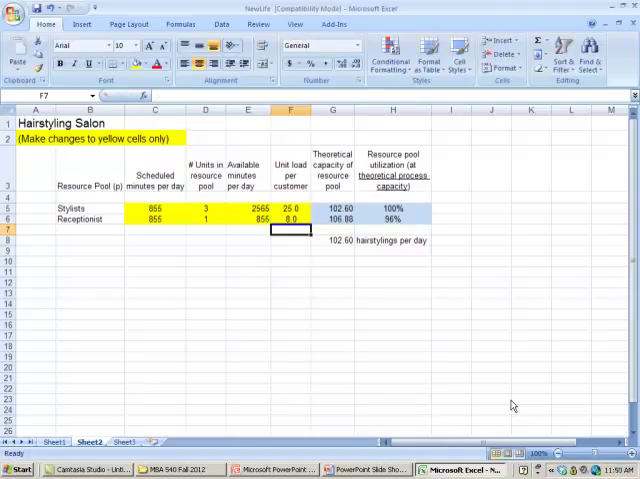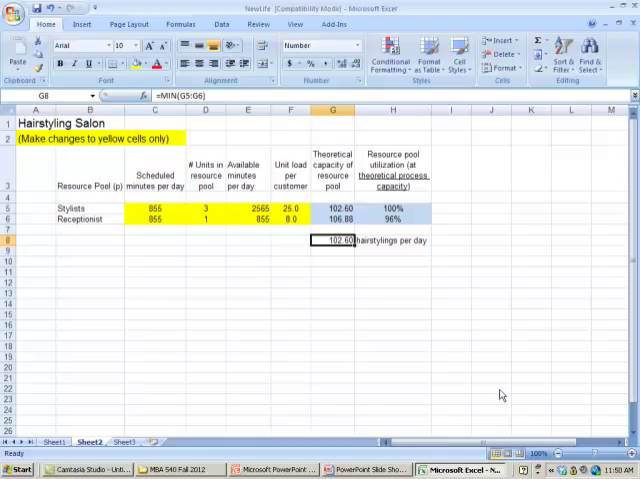Now, if you look at that, it looks better balanced, right? More importantly than the balance here is that it's increased the theoretical capacity of the resource pool up to 102. So let's say before they were handling 70 customers per day. Well, the stylists were going to be busy an inordinate percentage of the time, while the receptionist was going to be relatively underutilized. Now, if I have 70 customers coming in per day, both the stylist and the receptionist are getting breaks.